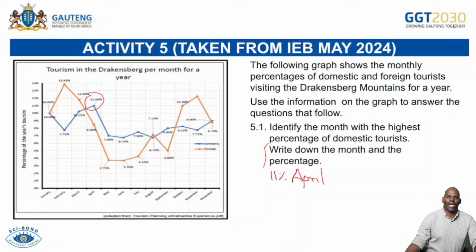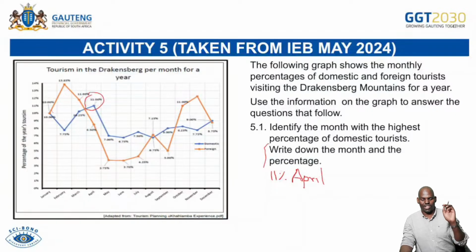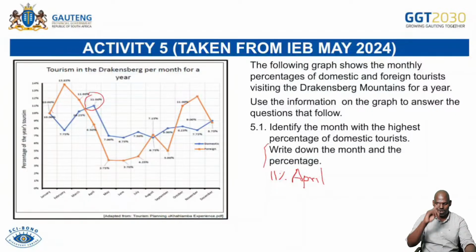So if the examiner had to give 2 marks here, the examiner would give 1 mark for 11%, 1 mark for April. It means if you only write the percentage, you'll get only 1 mark. And then if you only write the month, you get 1 mark. But if you write both of them, you get 2 marks.